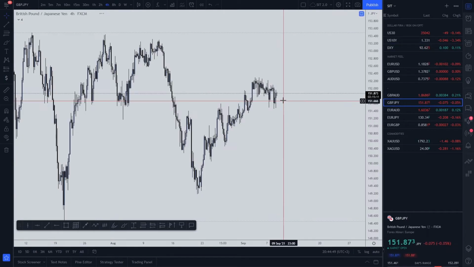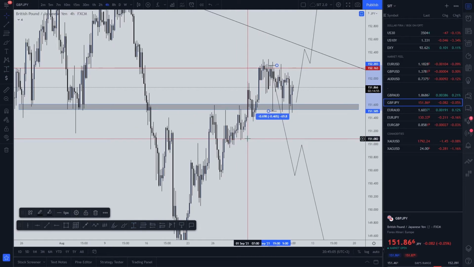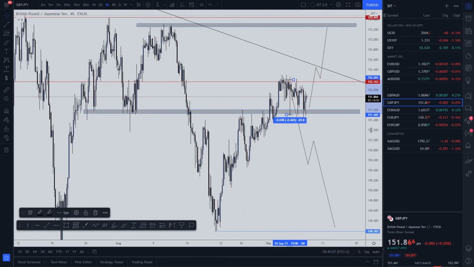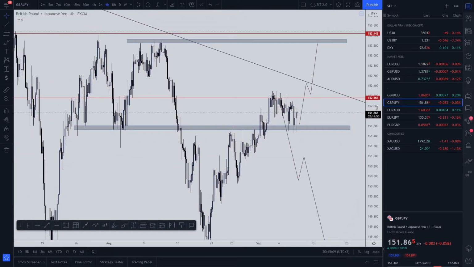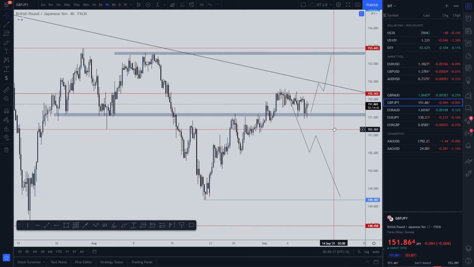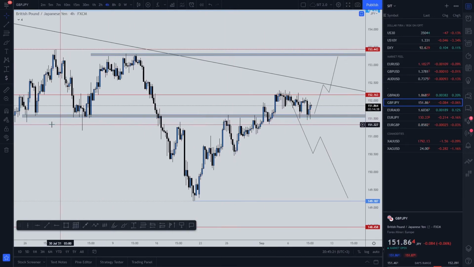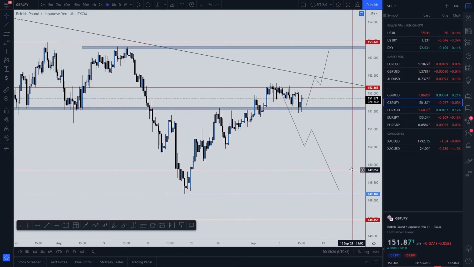GBP/JPY did come through with our bearish sentiment from last week, so we had the rejection from 152 until 150.5, giving us a nice 70 pip range to work with. I do see GBP/JPY holding a bit in this 151.5 area, and only if I see a break of this support zone, which indeed is a bit resistant, will we have that confirmation to go to the downside.